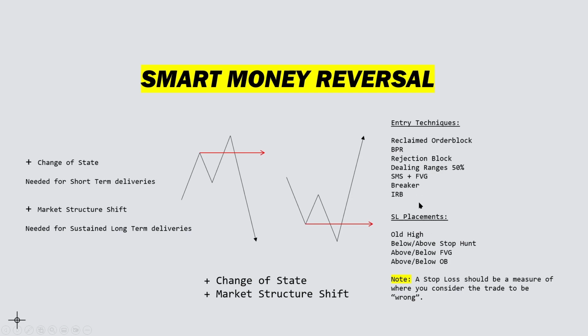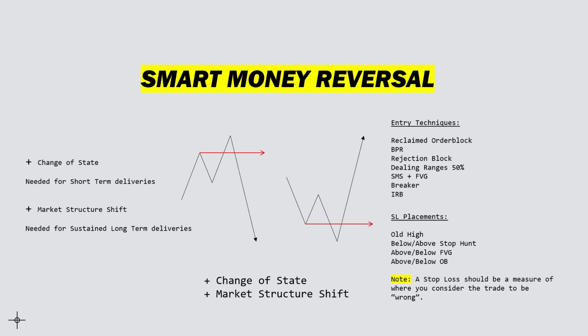And then your stop loss placements are at old highs, below and above the stop hunt, below and above the fair value gap, above and below the order block. And let me tell you this, I had to note it here because a lot of people like to put their stop losses at random places that make no sense. Now, I'm going to repeat this right now. A stop loss should be a measure of where you consider the trade to be wrong. This was told to me by my mentor, KISH. Shout out to my guy, KISH, all right? A stop loss should be a measure of where you consider the trade to be wrong, okay?